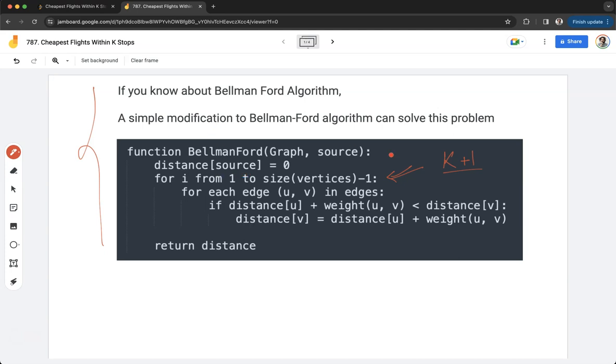Let's go to the next one. So this is the first one. So learn about Bellman-Ford and see how you can modify it. The modification goes to this for loop, and see how you can solve it.